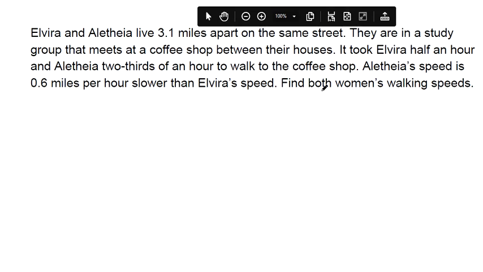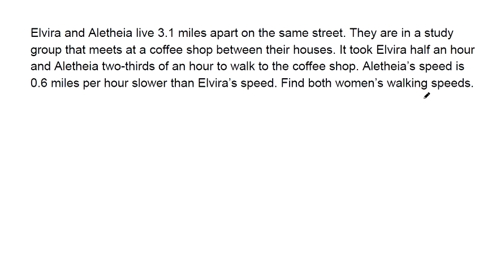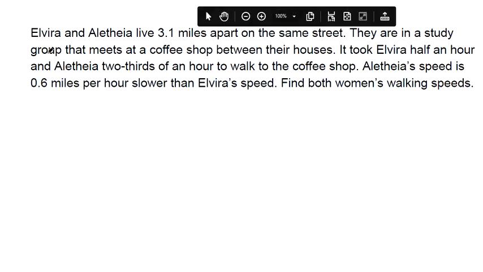So like I always like to do, last part of the word problem says find both women's walking speeds. So we can keep that in mind. We're looking for two different speeds, two different rates. Elvira and Alethea. You guys can let me know if I'm mispronouncing those. I'm sure I am. But they live 3.1 miles apart on the same street.